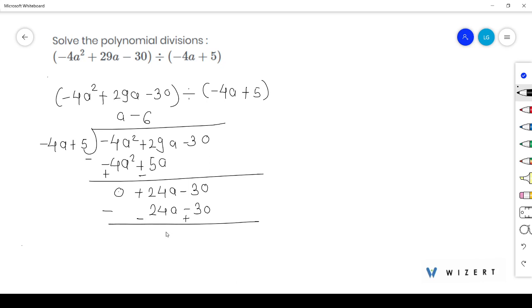24a minus 24a is 0. Minus 30 plus 30 is 0. So our remainder is 0. Hence, the answer of that division, our quotient, which is a minus 6.